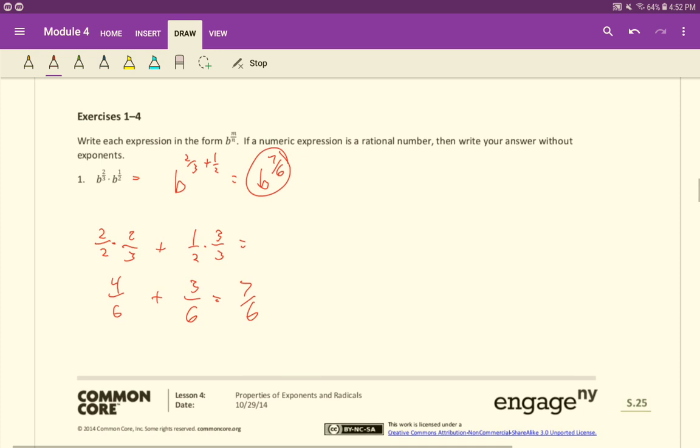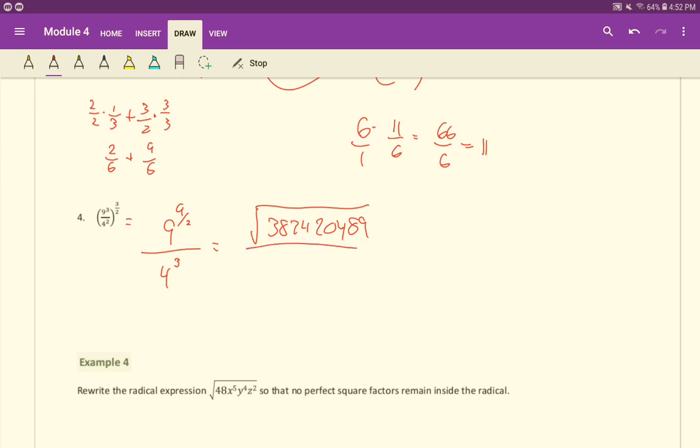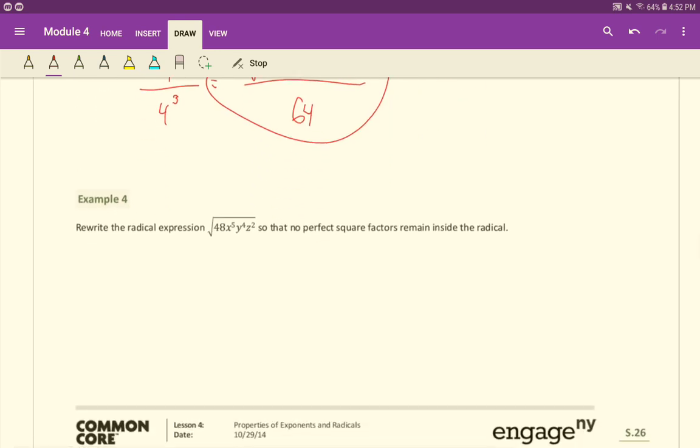Interesting here. It seems a little bit intense, mostly because the square root, I mean, 9 to the 9th is going to be a gigantic number. Yeah, okay, so 9 to the 9th is 387,420,489. Over, and then 4 to the 3rd is 64. Okay, so there it is. All right, let's continue on here.